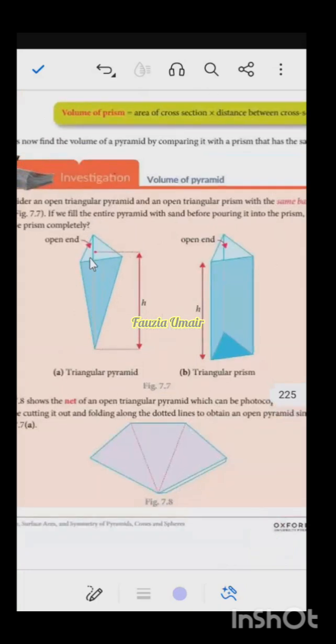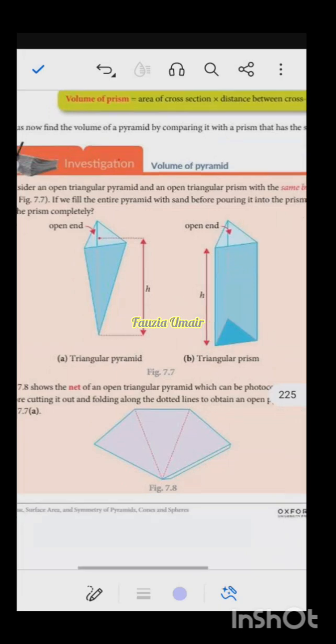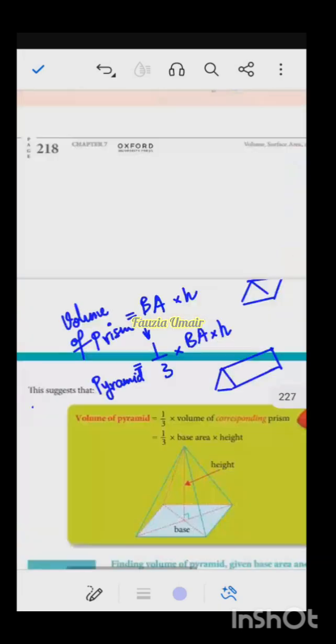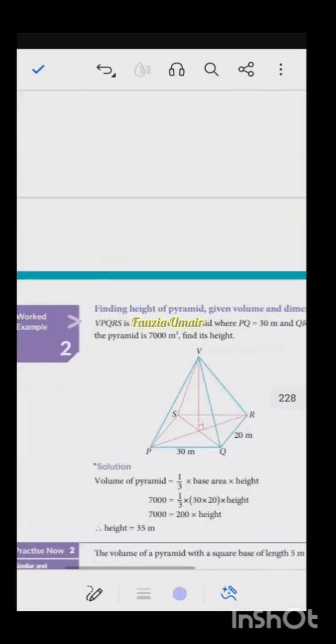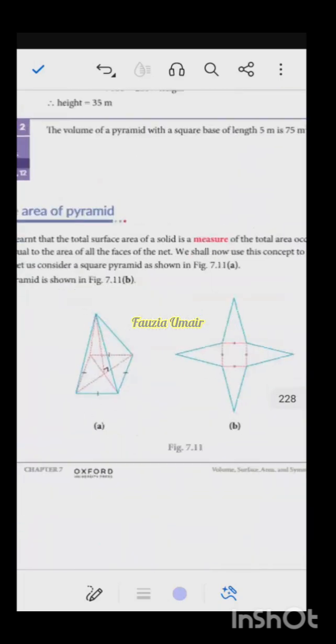Like this is one of the pyramids. This is probably another one. So 3 pyramids can be taken out of one prism. So that's why the formula is 1/3, right? Now moving on to the surface area. Can you guess the surface area of a pyramid? Let me show you this one.